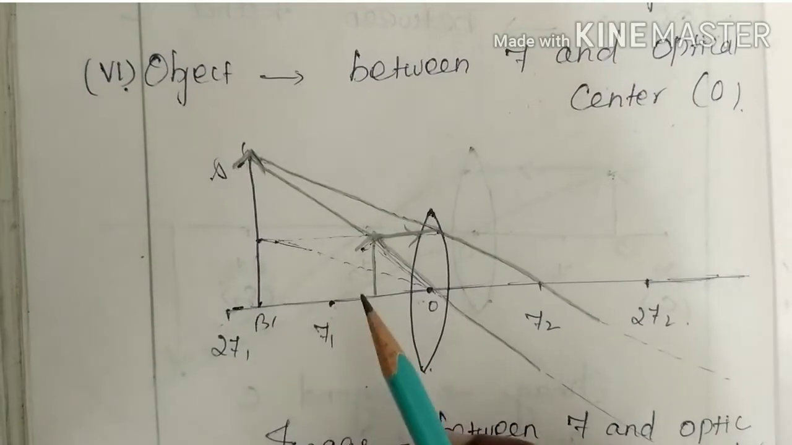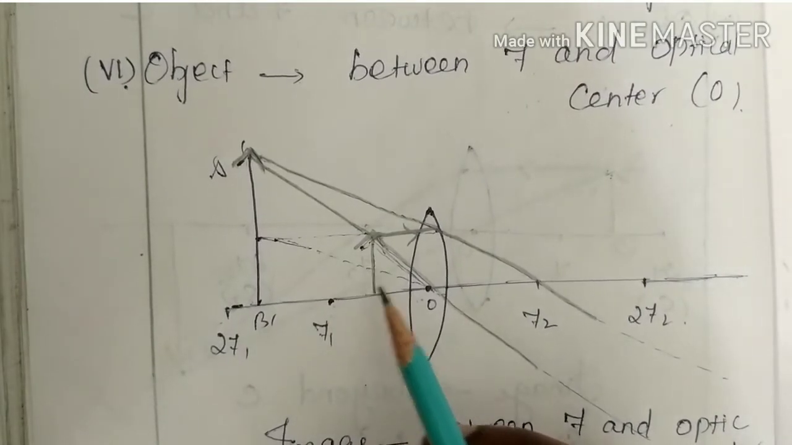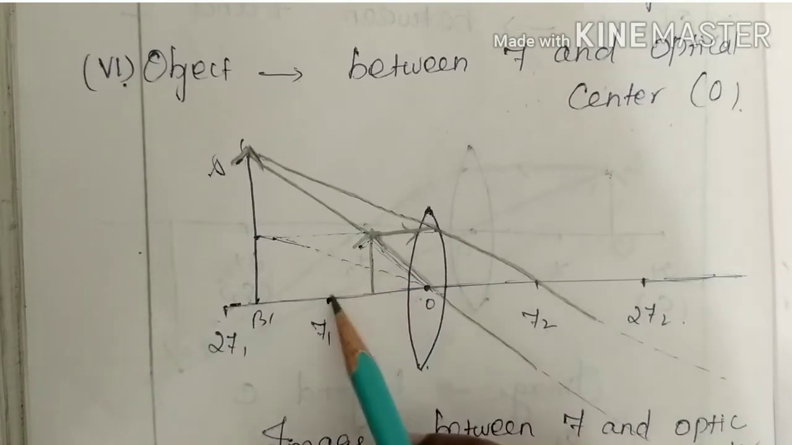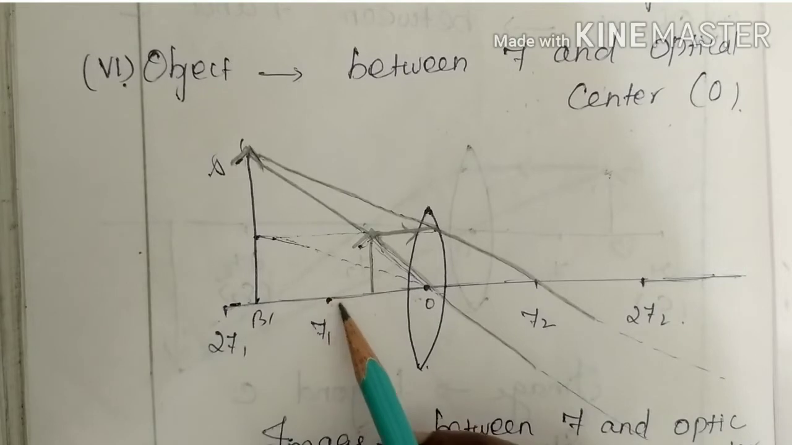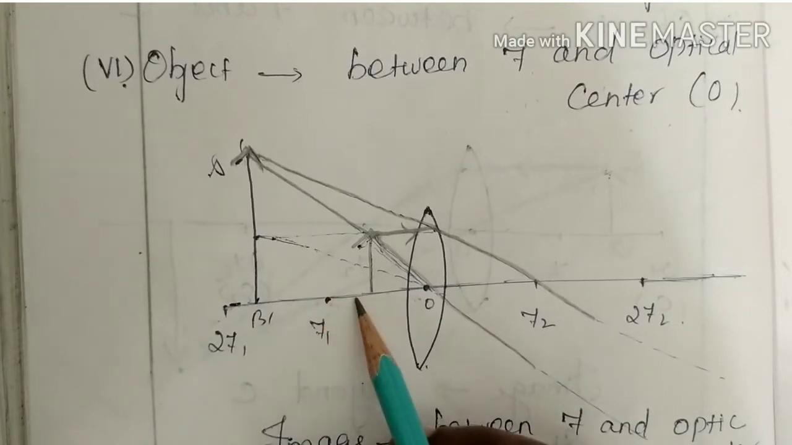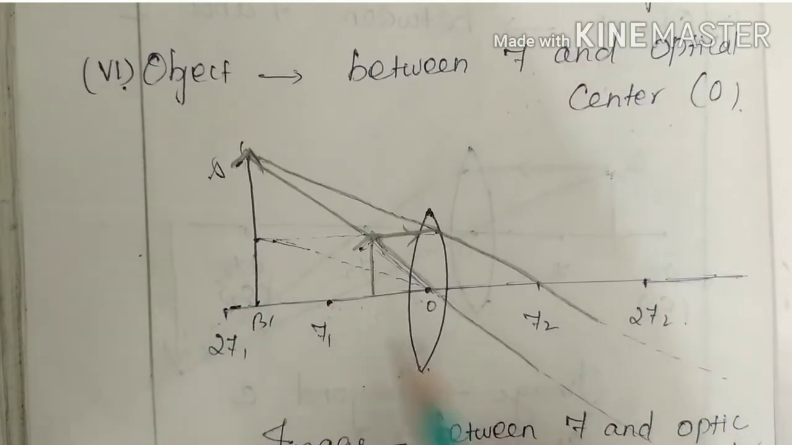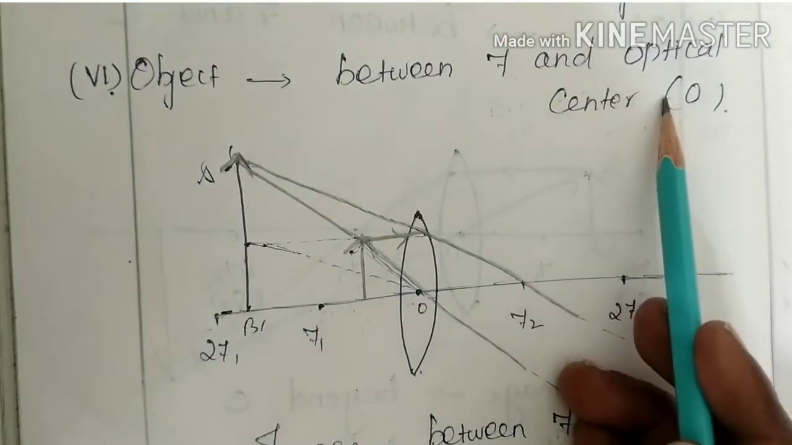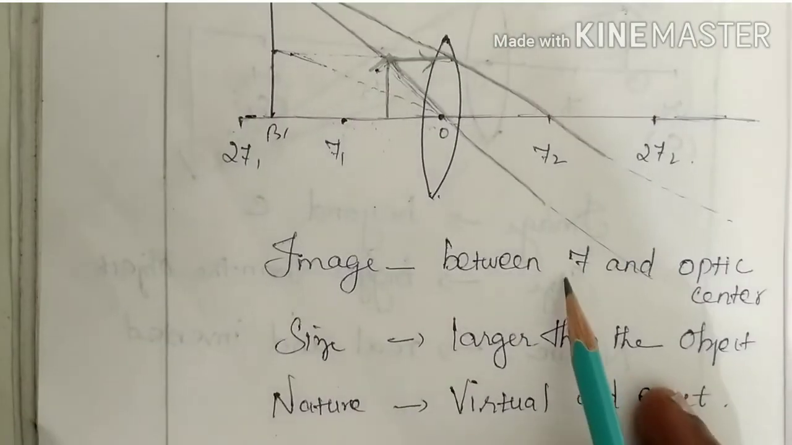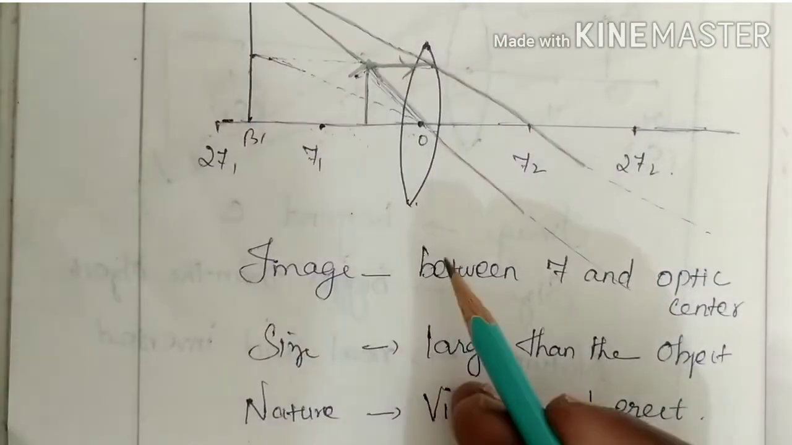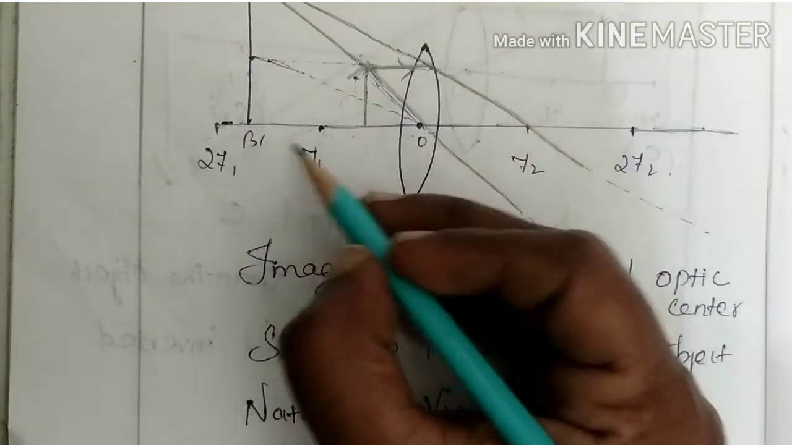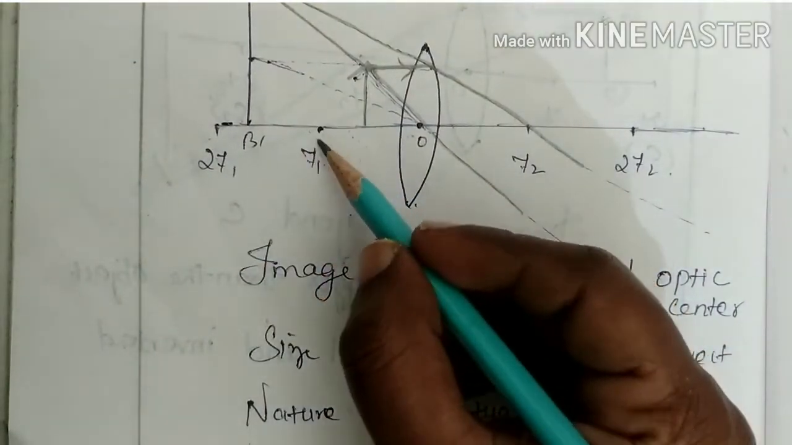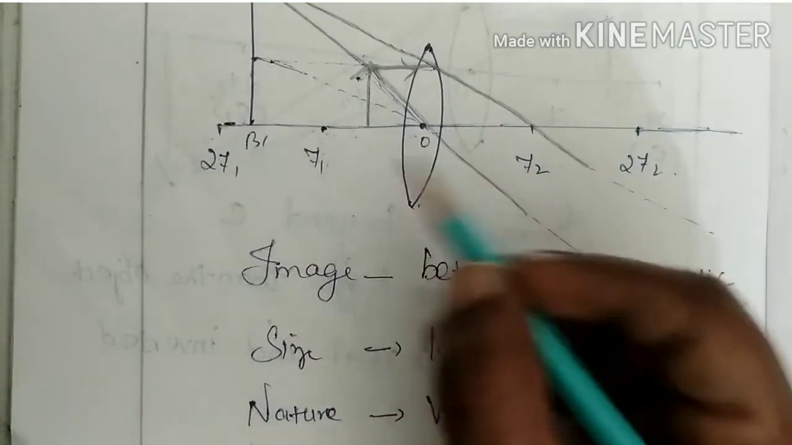Except this case, everything else gives a real and inverted image. This case alone gives a virtual image. Virtual means it's not a real image. So when the object position is between the focus and the optic center, where is the image formed? Between the F and the center of curvature. Between the focus and the center of curvature we are getting the image.